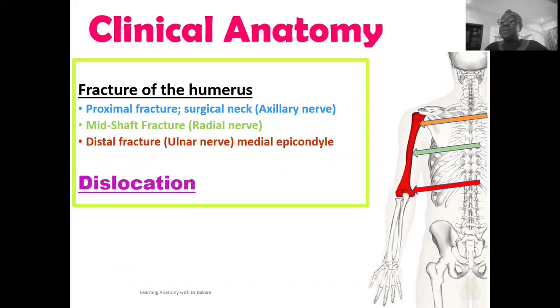We can also have dislocation. Don't forget that the humerus forms articulations with bones at the proximal end and also at the distal end, and these articulations can be subjected to dislocation. The head can be displaced from the glenoid fossa or the glenoid cavity, and the capitulum and the trochlea can also be displaced. So we can have dislocation at different points where the humerus creates joints.